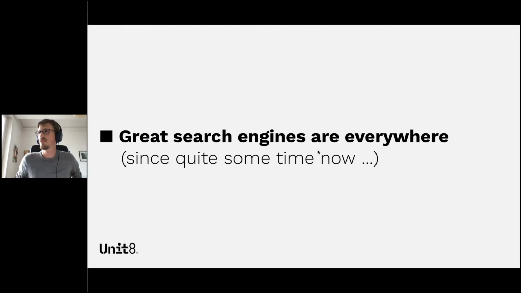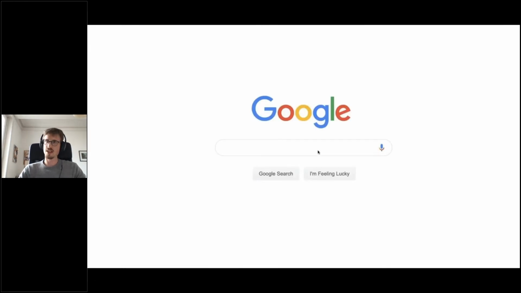First, I want to start with a quick reminder that great search engines are everywhere, even if we're not talking about them a lot anymore. Maybe we're talking more about machine learning these days. They are still a key part of many of the products we use every day. I don't have to present Google, but I think what this image shows is that the power of a search engine is that a single text form can allow you to search across millions of documents. Just by typing a few words, you can find what you're looking for. And that's the attraction of search engines.